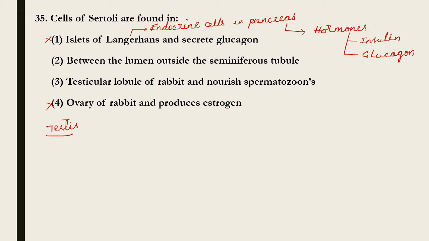So now come to the second and third options. Between the lumen outside the seminiferous tubules, and the third option, testicular lobule of rabbit. Rabbit is a mammal, and it nourishes the spermatozoons. So now let's see this. Each testis consists of testicular lobules. Each testicular lobule consists of 1 to 3 seminiferous lobules. These circles are the seminiferous lobules. These seminiferous lobules are lined with cells. The germinal epithelium is lined on that, and some of the cells are considered as the Sertoli cells, which are present in the seminiferous tubules.